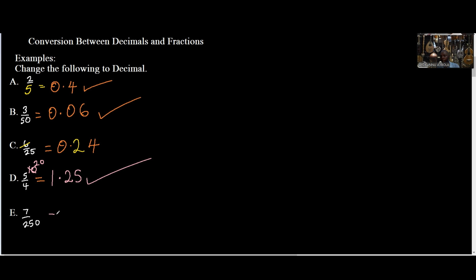Now let's do the last one. Can 250 divide 7? The answer is no. Put a 0, that's 70. Can 250 divide 70? The answer is no. Put a 0, that's 700, okay? How many times can 250 go in 700? That's just 2 times, which is 500, right?